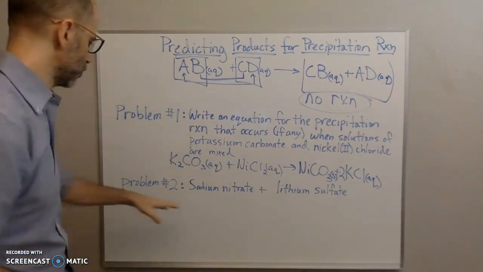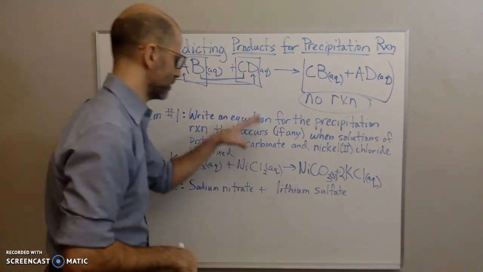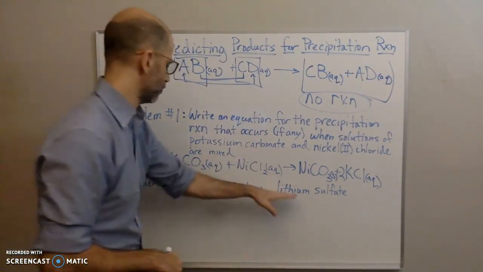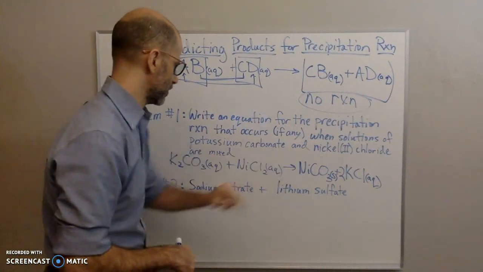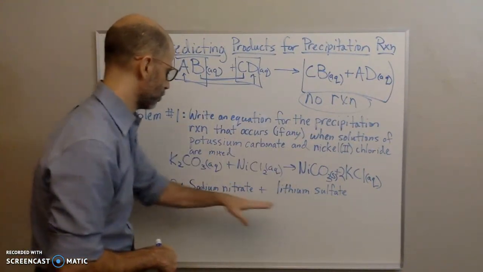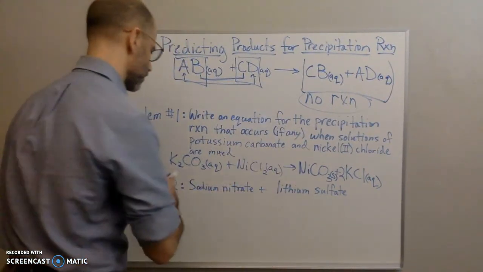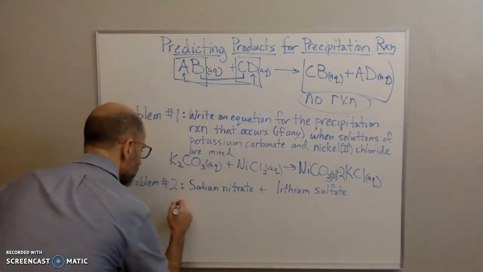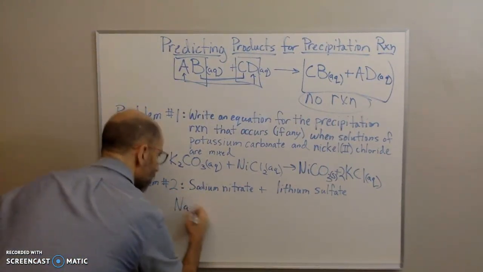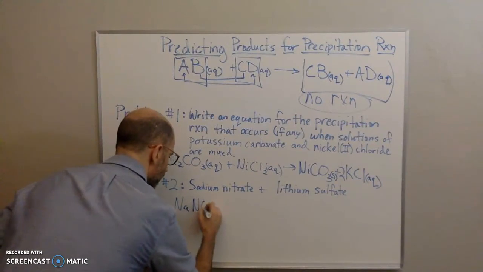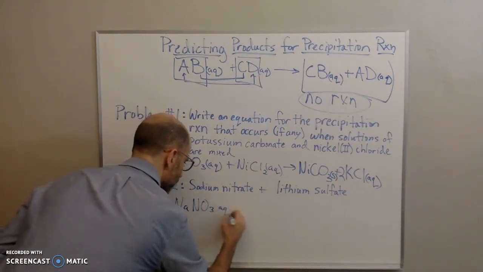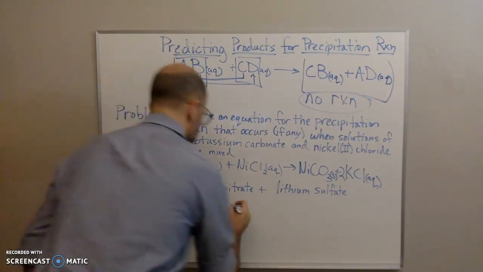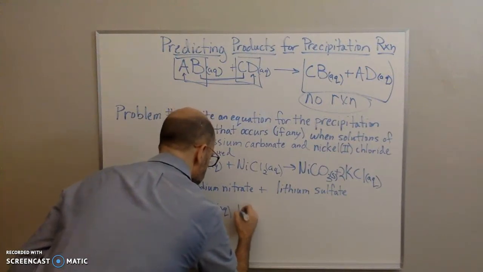Now, what about this one? I shortened it, and basically it's the same question, but instead of potassium carbonate and nickel(II) chloride, it's sodium nitrate and lithium sulfate. So let's do this one really quickly. So we have sodium nitrate, which is NaNO3. That's going to be aqueous because nitrates are soluble.